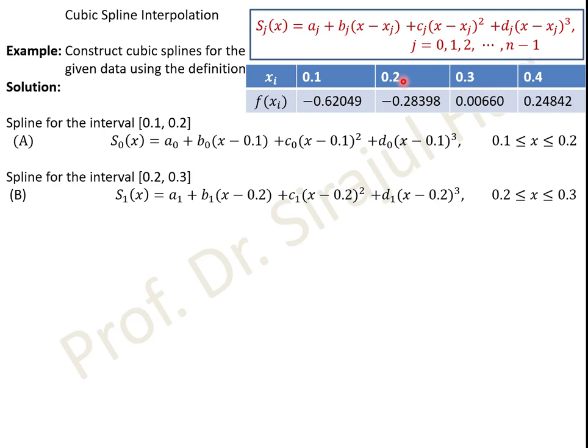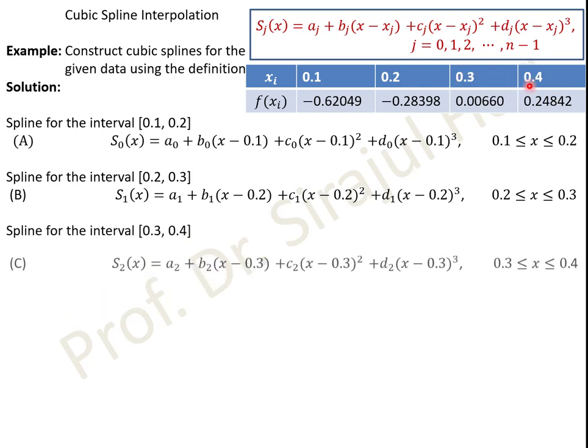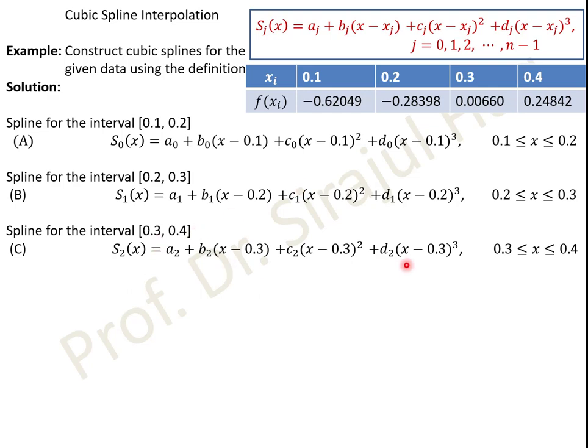The third spline is between 0.3 and 0.4, and that is given by this polynomial. You can see when I replace j by 2, I represented this spline by S2. So j is equal to 2 everywhere, and you are getting D2. And this will become x2. The value of x2 is 0.3. So you can see that I replaced xj by 0.3. These are the 3 possible splines which we can construct for this data.